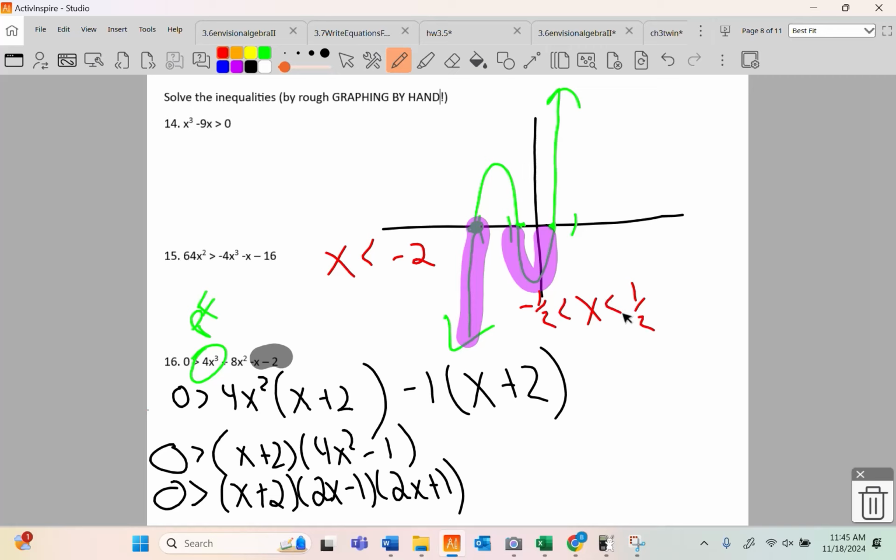How do you write x being less than -2 as an interval? That's right. You've been paying attention. Negative infinity, -2, union with. How do you, go ahead. -1/2.